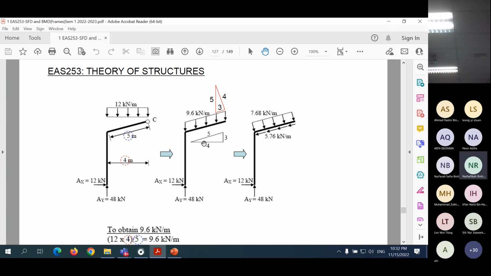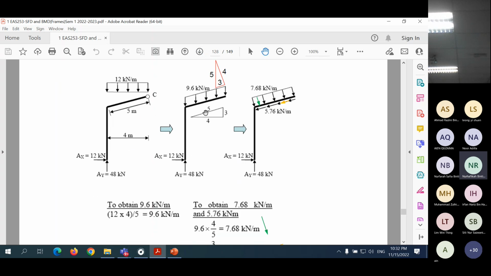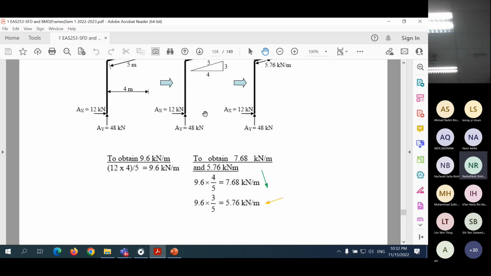So this one, 5 meter here, 4 meter here, 3 meter, are given in the problems. So we know the inclinations. So this angle is equal to that angle. So to get this, you can calculate using the sine and cosine to get that component, perpendicular and parallel. So those are the steps to get the perpendicular, the green color one, and the parallel, the golden color one. Okay.